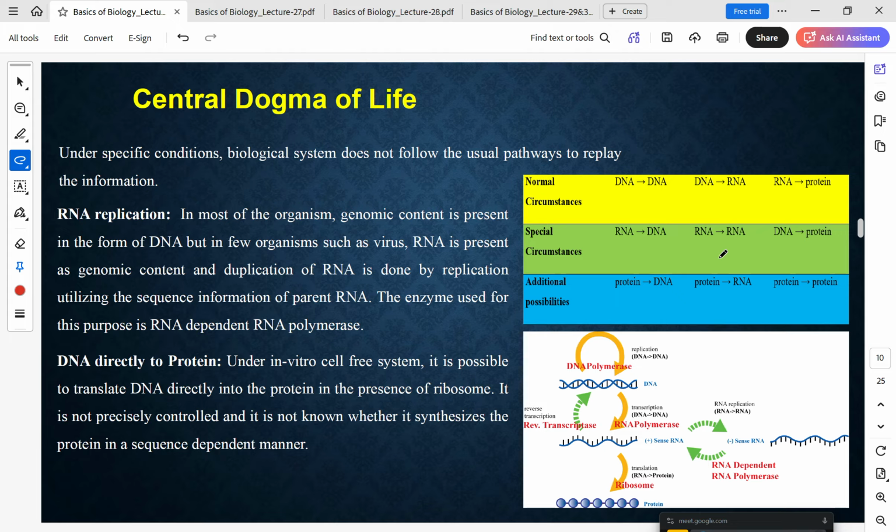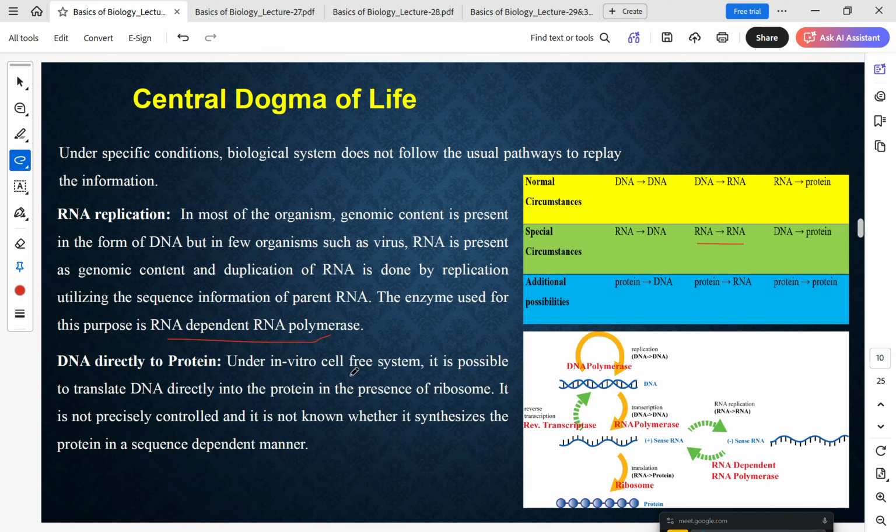The second special circumstance: RNA to RNA also occurs in very specific cases in specific viruses. In those viruses, instead of going through a DNA intermediate, the information within the RNA is duplicated, and that is how the information is propagated. And in this case, it's a RNA dependent RNA polymerase.